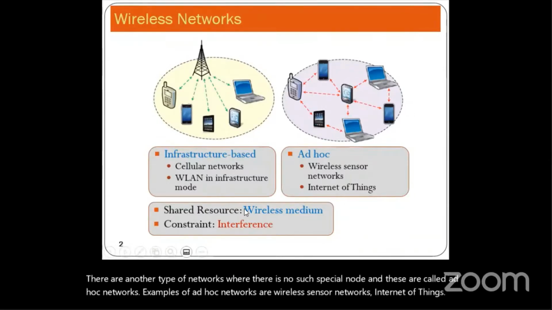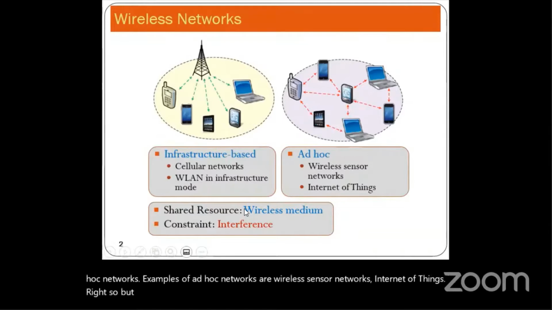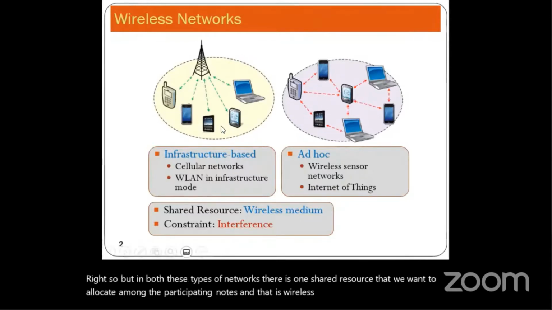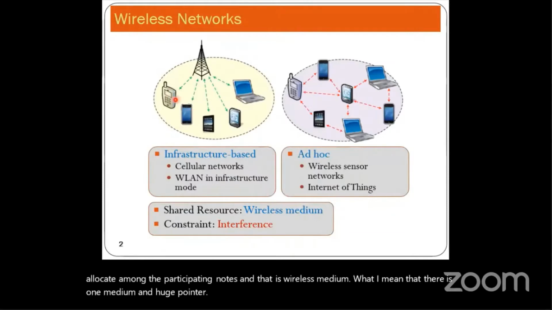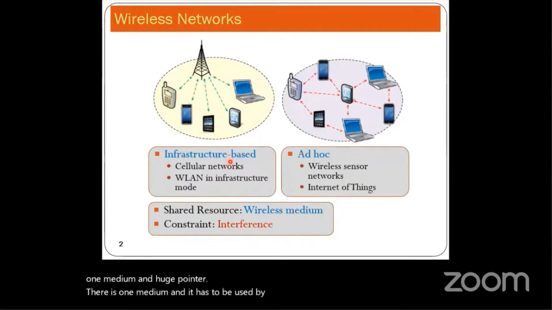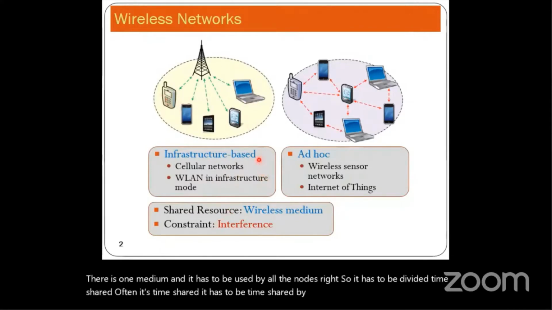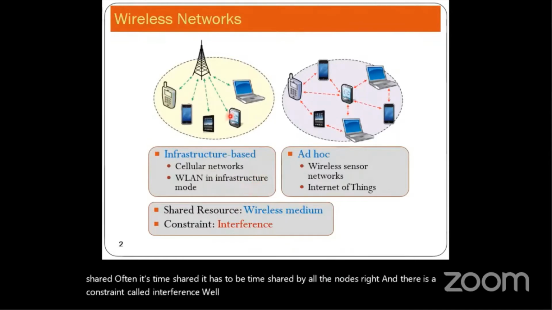But in both these types of networks, there is one shared resource that we want to allocate among the participating nodes, and that is the wireless medium. What I mean is that there is one medium, and it has to be used by all the nodes. So it has to be divided, time shared. Often it has to be time shared by all the nodes. And there is a constraint called interference. Interference makes us time share things.